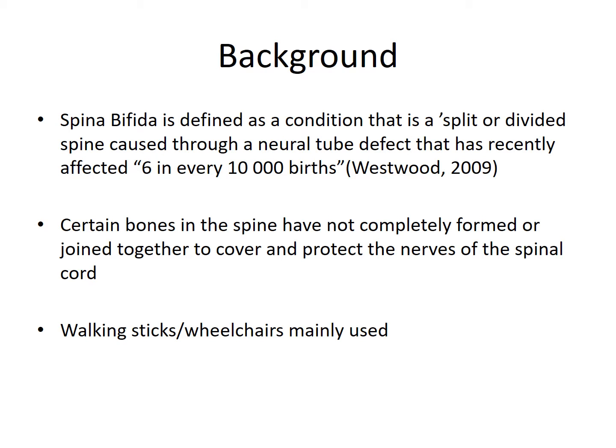Spina Bifida is defined as a condition that is a split or divided spine caused through a neural tube defect that has recently affected 6 in every 10,000 births. It is a condition in which during gestation, certain bones in the spine have not completely formed or joined together to cover and protect the nerves of the bones in the spinal cord. This can result in total absence of control of muscles in the lower part of the body.